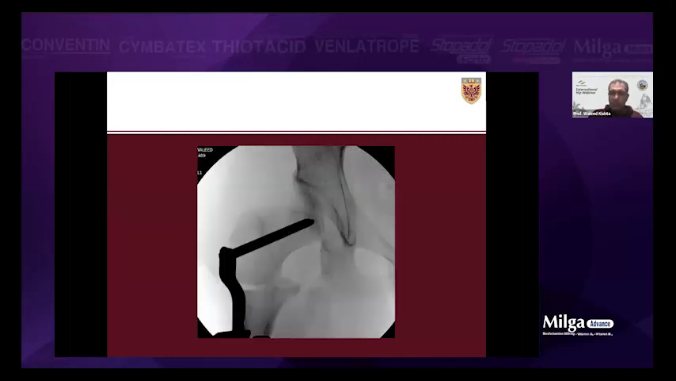So I did the same angle as I measured. I did about 20 degrees of varus. So I didn't go all the way with 30 degrees. And I did derotation as well.